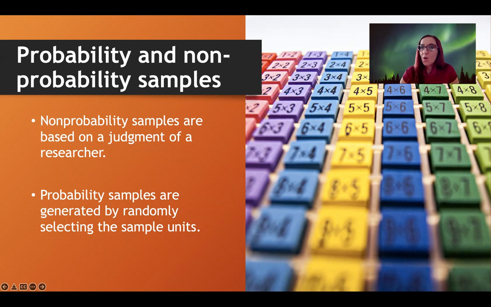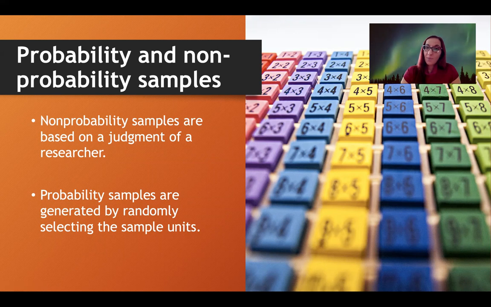There are two possible samples. One sample is a non-probability sample, and this type of sample is based on a judgment of a researcher. So that sample does not represent the entire population, but we think if we collect data from the sample, we could still perform some valuable analysis.